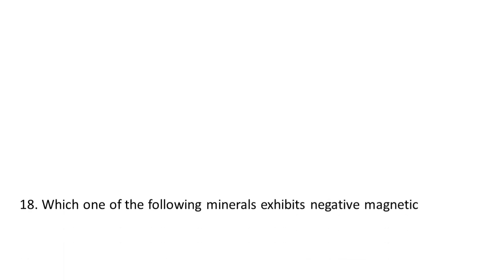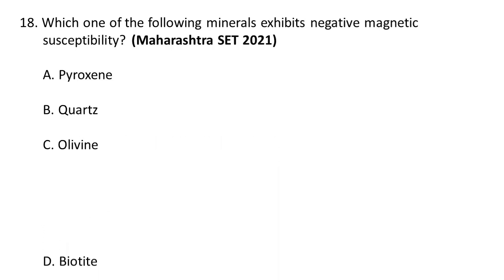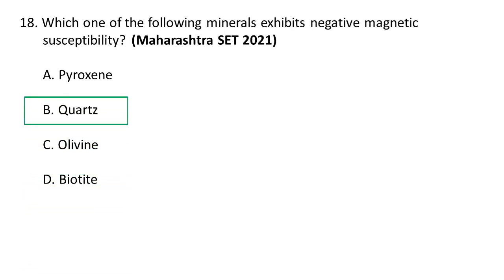Next question. Which one of the following minerals exhibits negative magnetic susceptibility? Choices are A, pyroxene, B, quartz, C, olivine, D, biotite. So quartz exhibits negative magnetic susceptibility. Quartz has a negative magnetic susceptibility and is diamagnetic.